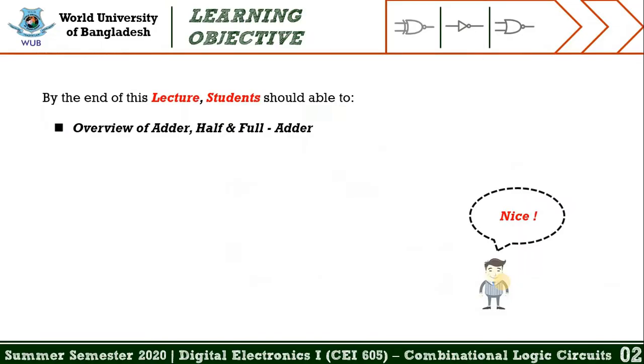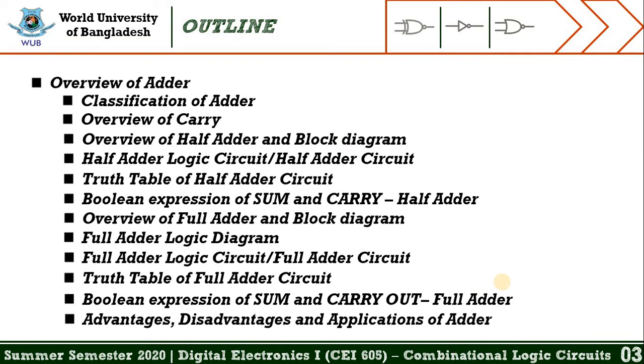So let's start. By the end of this lecture, you will know about adder, half adder as well as full adder. So let's start with the outline. This slide represents what we are going to learn from this lecture: adder, classification of adder, overview of carry, overview of half adder as well as its block diagram, half adder logic circuit, truth table and Boolean expression of the output section of half adder, and so on.